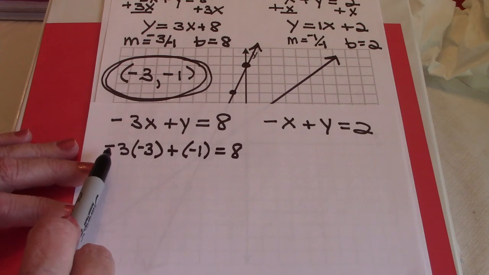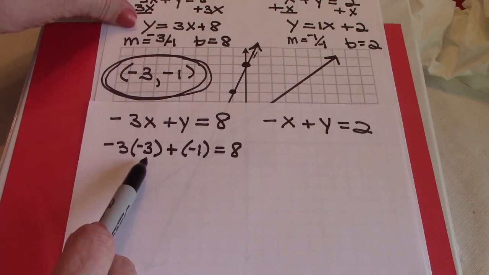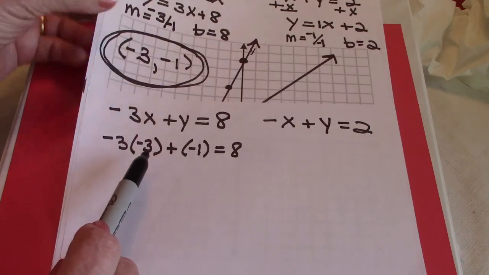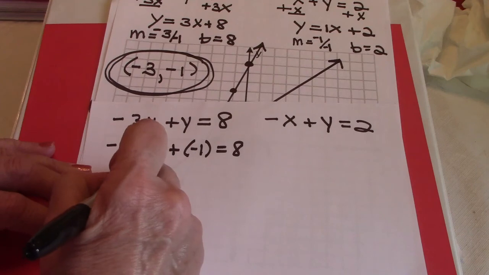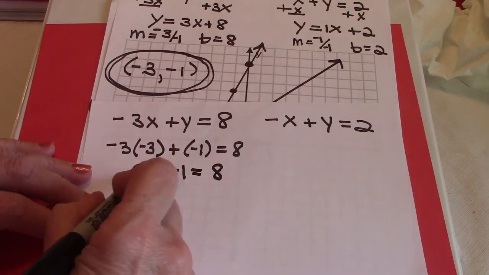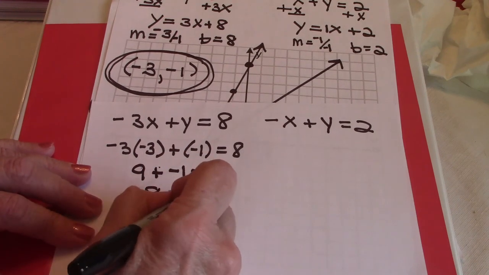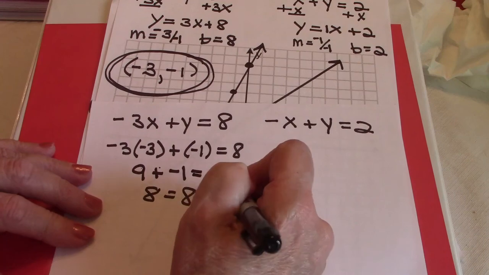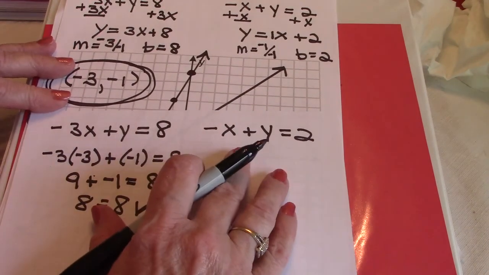Well, I know that a negative 3 times a negative 3 is a positive 9, plus a negative 1 equals 8. 9 plus a negative 1 is 8. 8 equals 8. Check. Okay. Likewise, I'll do the same thing over here.